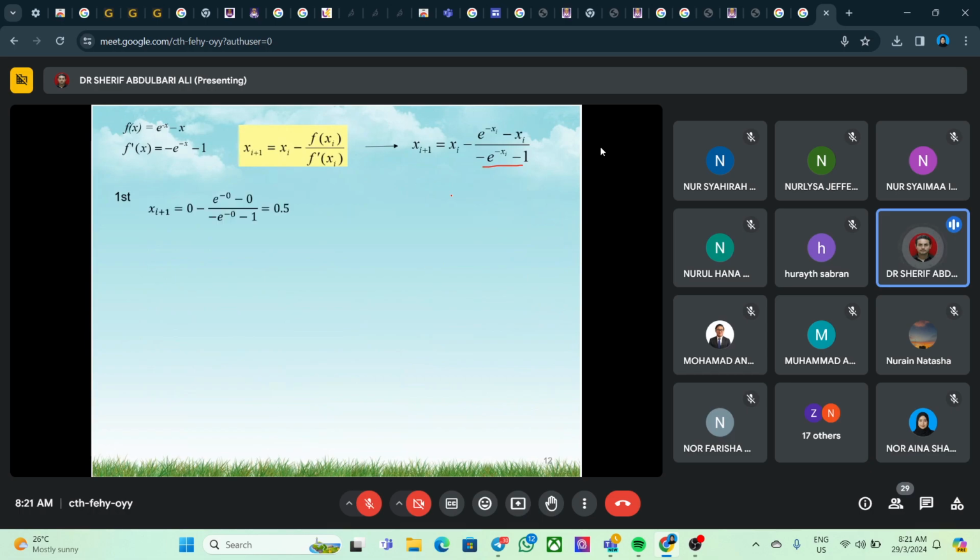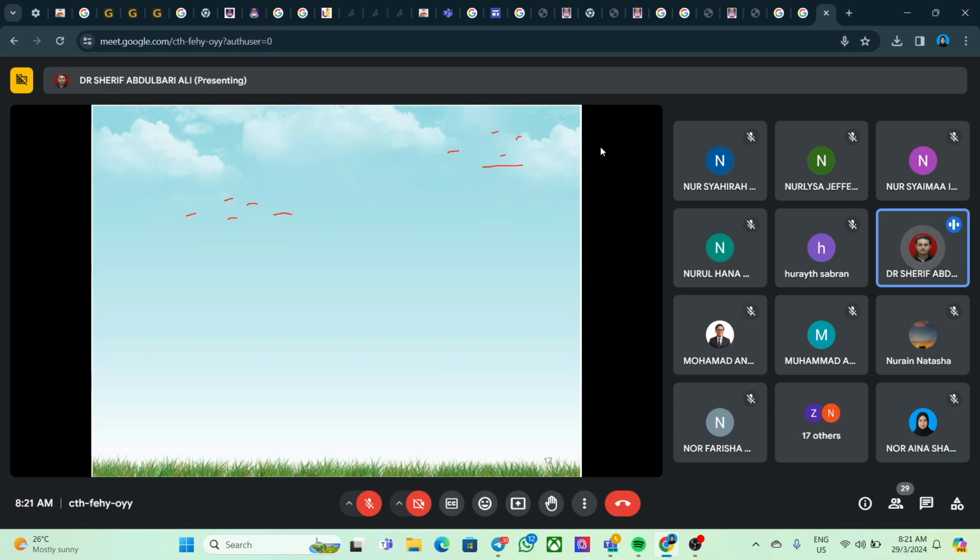So when x is equal to 0, I will put zeros in all the x's here. So I'll put 0 here, 0 here, 0 here, and 0 here. So 0, negative 0, and 0, and negative 0. So the answer is 0.5. The first answer is coming from the Newton-Raphson, from the first iteration, it's 0.5.